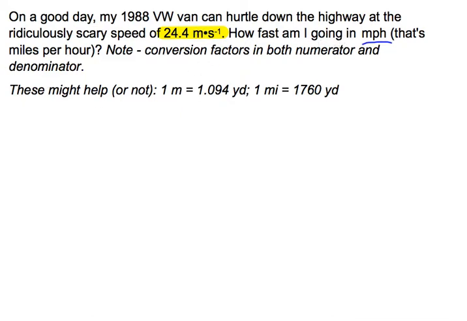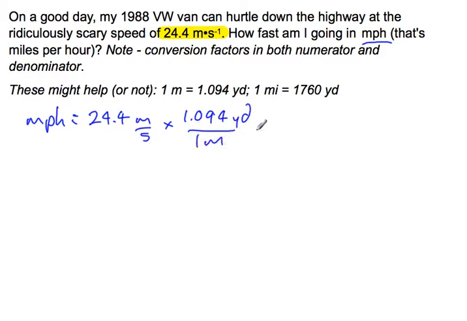So let's get started. I'm looking for miles per hour, and it's going to equal what I'm given, 24.4 meters per second. And so let's take care of the distance first. So distance I want to get from meters to miles. So miles needs to be on top. And so I'll get to yards first, 1.094 yards per 1 meter times 1 mile per 1760 yards. And so in terms of those units, I'm left with the unit of miles, and that's what I'm after.